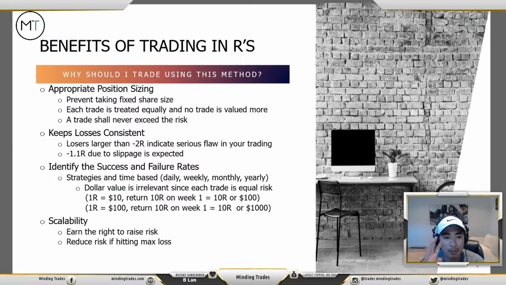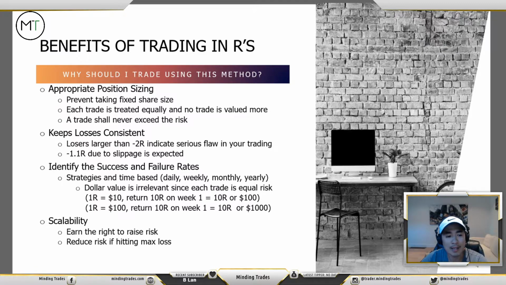And the next thing, number 4, why we should use trading in Rs is because of the scalability, right? You want to earn the right to raise the risk, right? So say if you're on a hot streak, you might want to bump up your risk the next week, right? And if you keep on continuing that trend and you notice that you're trading really well and you're getting rewarded, you have the right to raise that. But on the flip side, if you notice that you're losing money, that doesn't mean you should increase your risk. If you know that you're going on a slump for 2 weeks, that does not mean that you're going to try to make it all back the next week. You're going to actually reduce that risk until you get back into that groove, right?